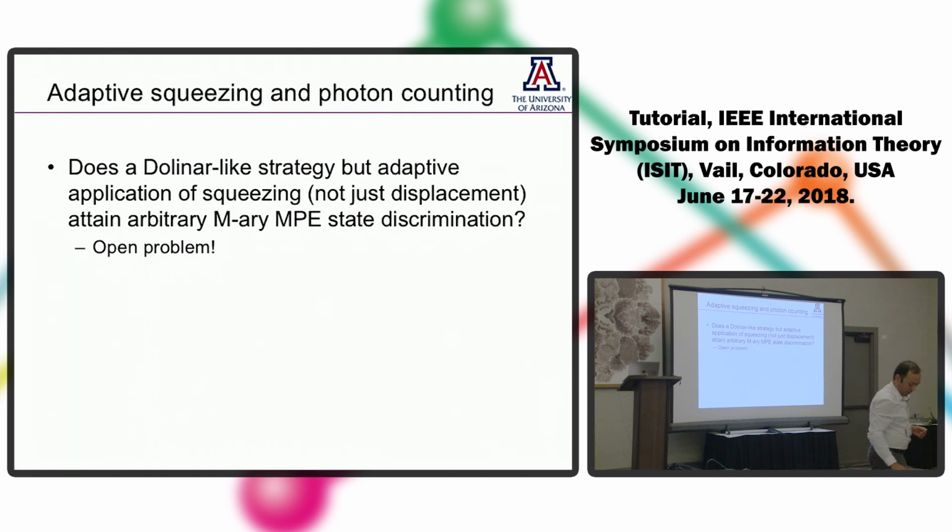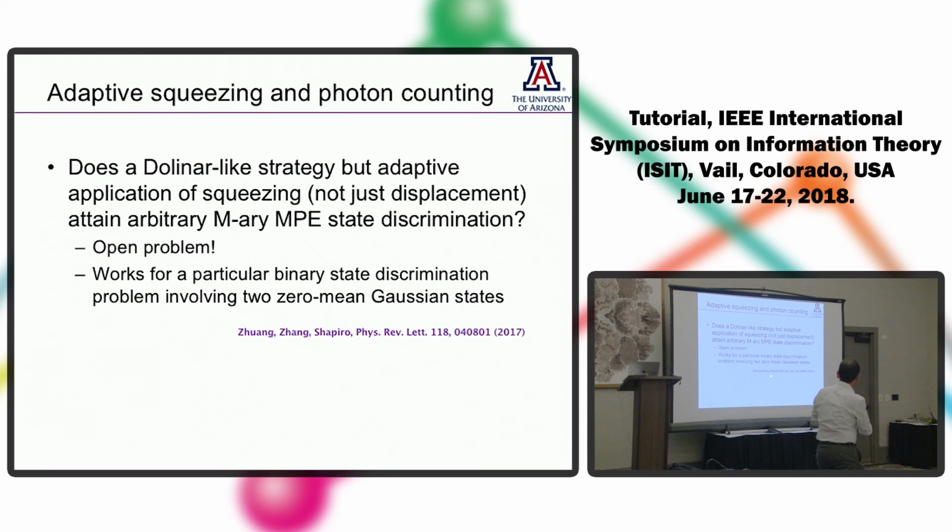This is just a conjecture, but in a paper last year, Jeff Shapiro's group, and this was from Chuntao Zhuang, Jeff's student, showed that for a particular binary state discrimination task involving two zero mean Gaussian states, such a squeezing Dolinar-like receiver, where you are toggling between applying a different squeezing schedule, but you're not playing with displacement at all, gets to the minimum error probability of discrimination. But whether or not displacement, squeezing, and photon counting put together using an adaptive strategy can get you to the quantum limit of phase discrimination remains an open problem.